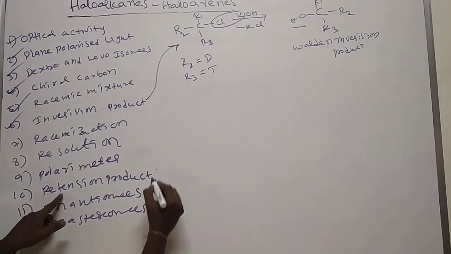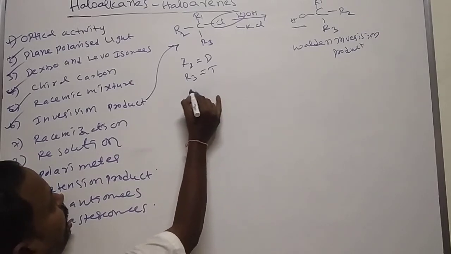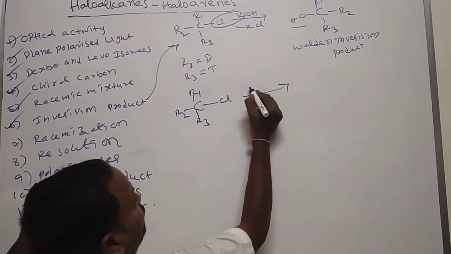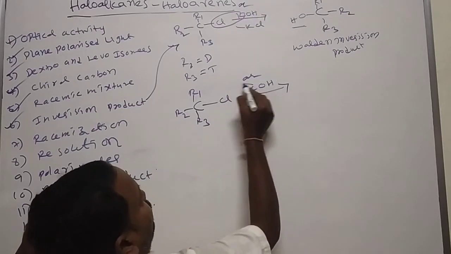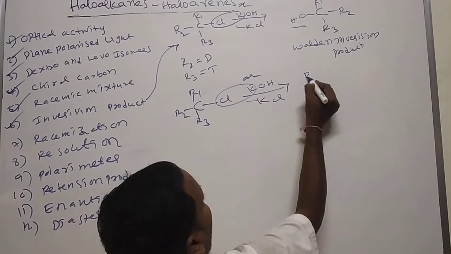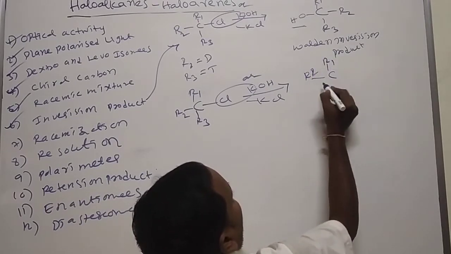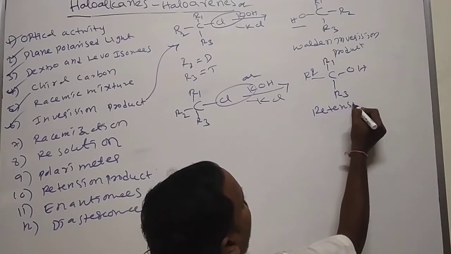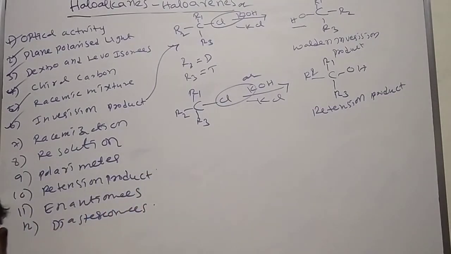Then the retention product is there. Retention product means the same reaction. I am explaining R1, R2, R3. Here Cl with aqueous KOH, not alcoholic, aqueous. It loses KCl and forms R1, R2, R3, here H. This is called the retention product. What is the retention product? The configuration of product and configuration of reactant will both be the same.